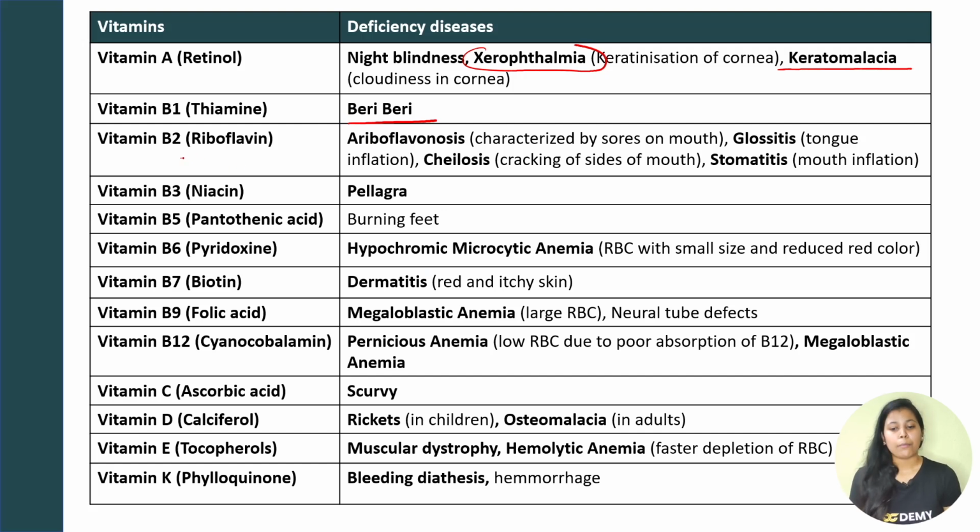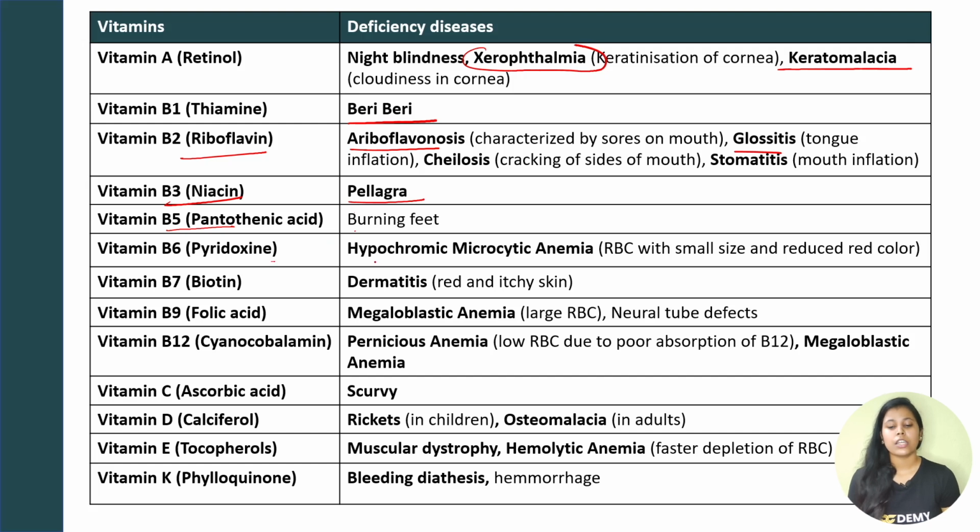Vitamin B2 is riboflavin. Deficiency of riboflavin can cause ariboflavinosis, which basically affects the mouth area. There are sores in the mouth. It can cause glossitis, that is tongue inflammation, cheilosis, that is cracking of the sides of the mouth, and stomatitis, that is mouth inflammation. Vitamin B3, we have just now discussed that niacin deficiency causes the disorder pellagra. Vitamin B5, that is pantothenic acid, the deficiency of B5 can cause burning feet.